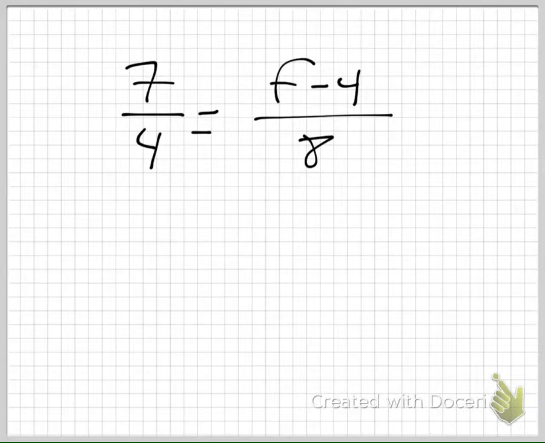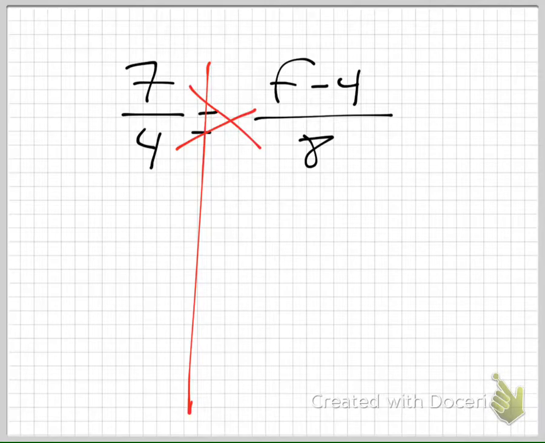Here's the deal. What do I do here? What do I do? Oh my goodness gracious. What do I do? Line down the equal sign, and then I cross multiply, right? 7 times 8 is 56. That's the easy one. Now I've got 4 times f minus 4. Do I write it like this? 4f minus 4. Is that what I do?